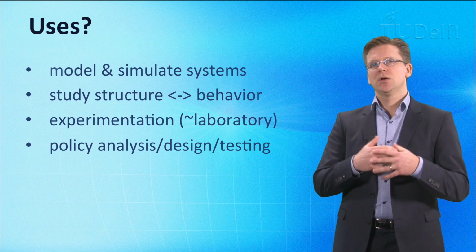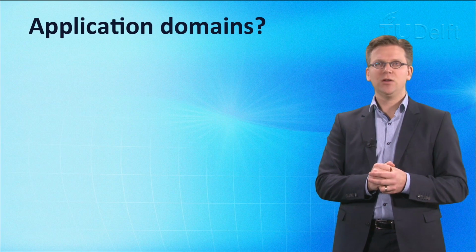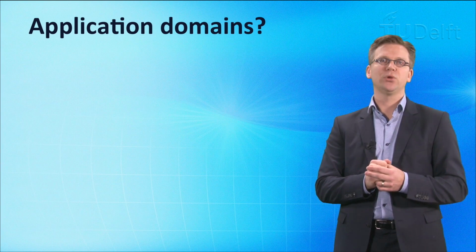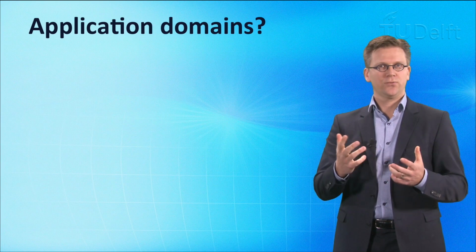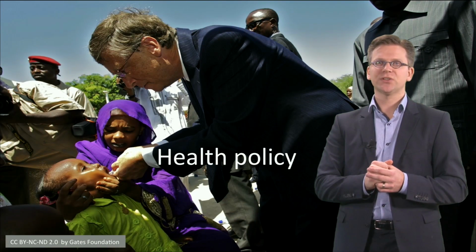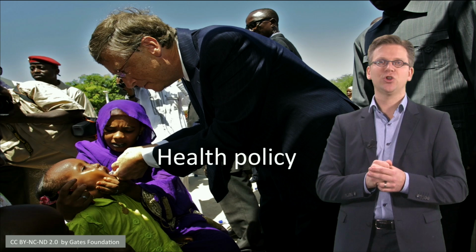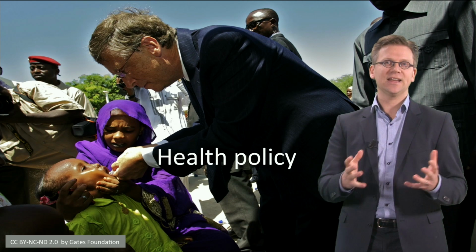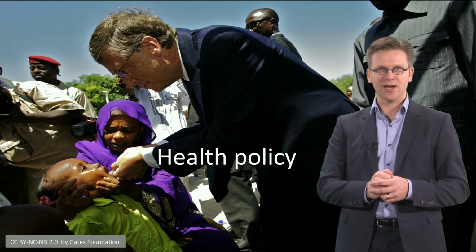So, what are the application domains? Well, system dynamics is used for many complex social, technical, and policy problems. For example, in health policy, based on a system dynamics study by KidRisk, the WHO was convinced that polio should be eradicated worldwide, and the Gates Foundation decided to co-fund the eradication effort.